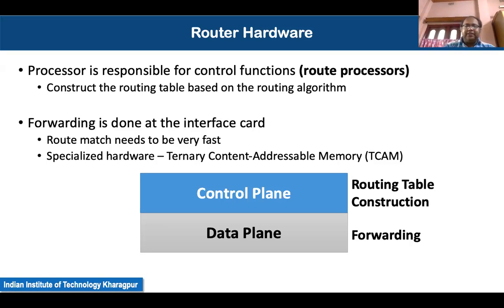Now, as I was mentioning, broadly this router has two different planes: the control plane of the router and the data plane of the router. The control plane of the router is responsible for the routing table construction, and the data plane of the router does the forwarding.